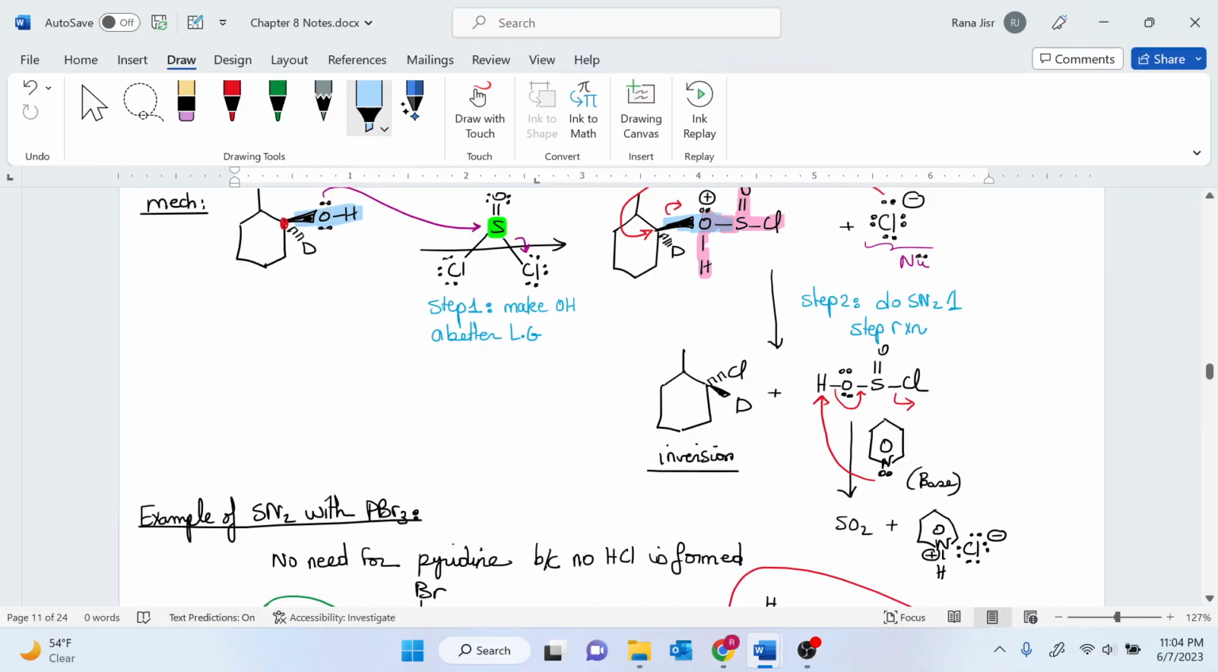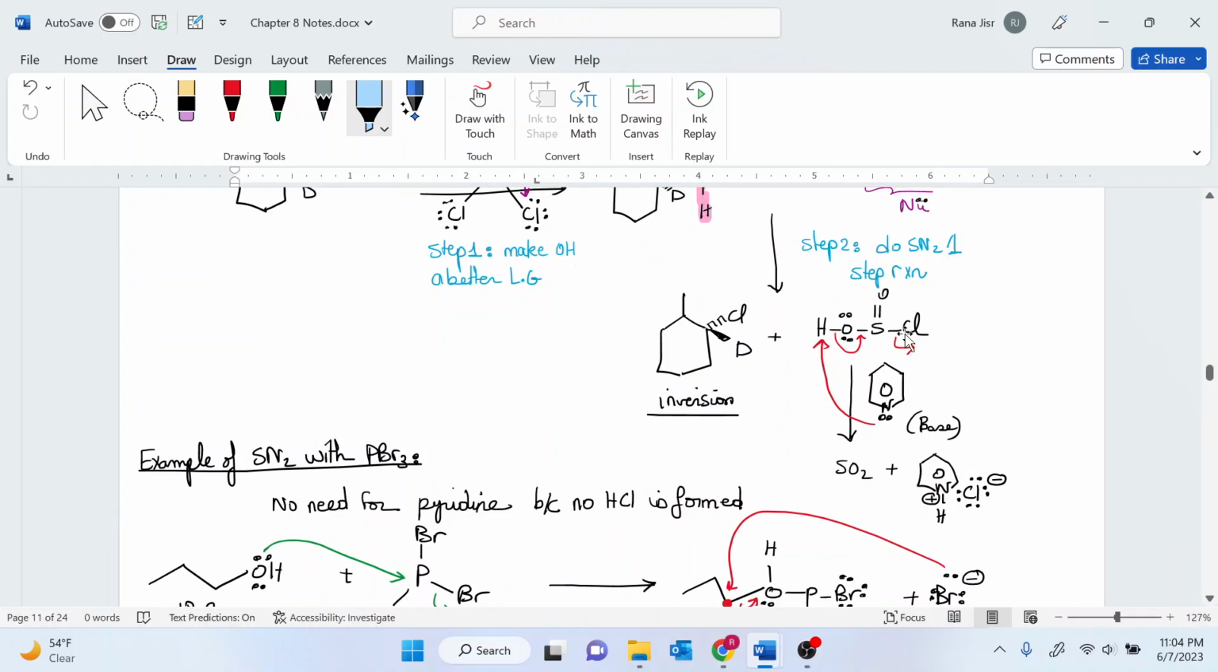And HCl, as we mentioned, is a very nasty acid. So this is why we use a base to capture the hydrogen of the HCl. That base is going to come, take this acidic hydrogen, form a double bond, and the chlorine is going to leave. So now instead of having HCl, which is a nasty acid, in the solution, you have a pyridinium chloride in this case.